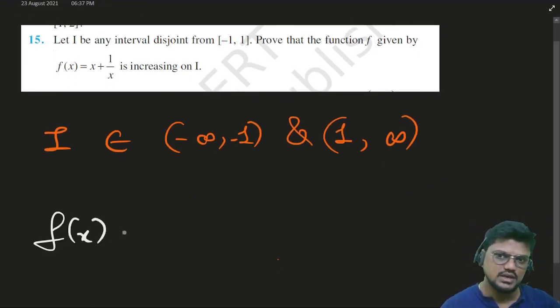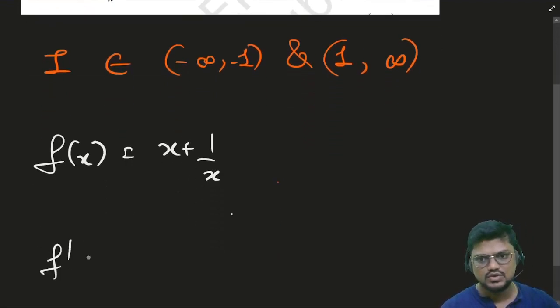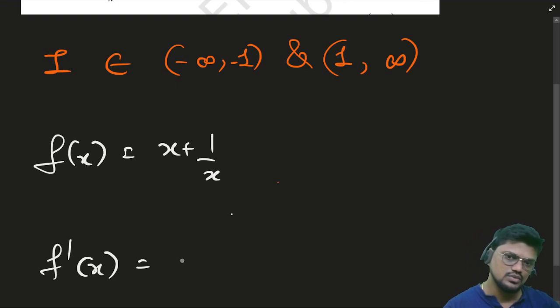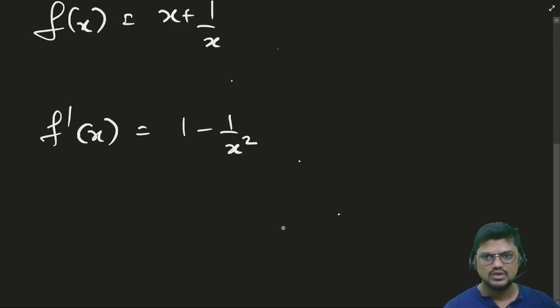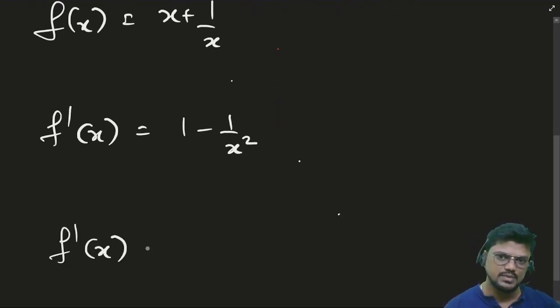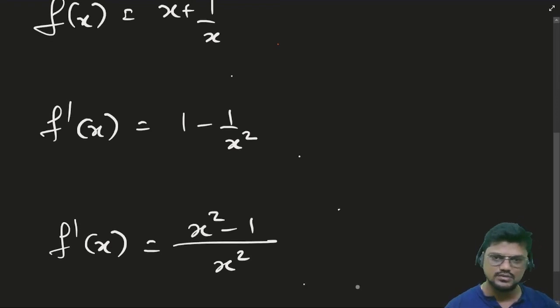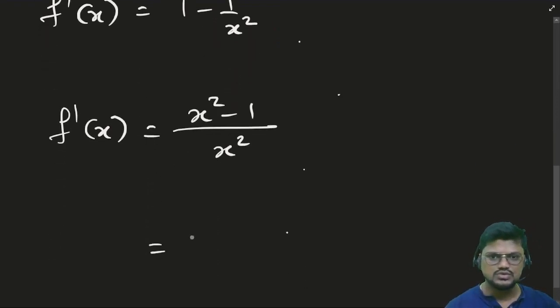Your f of x equals x plus 1 upon x. So your f dash of x will be equal to 1 minus 1 upon x square. Derivative of x is 1 and this is minus 1 upon x square. So finally your f dash of x will be equal to x square minus 1 upon x square. You can also write (x minus 1)(x plus 1) upon x square.